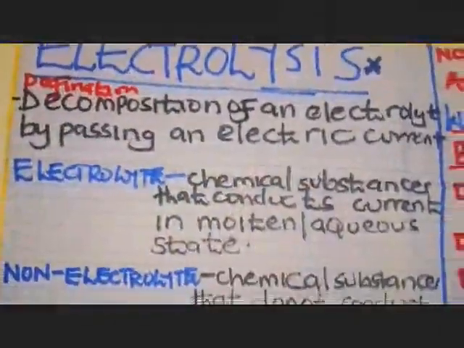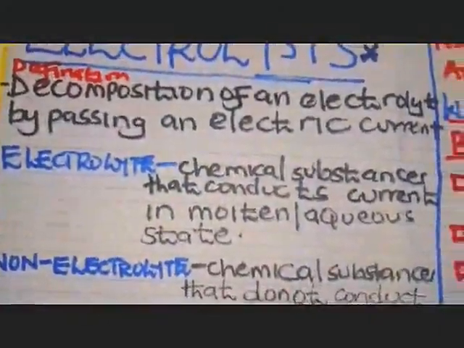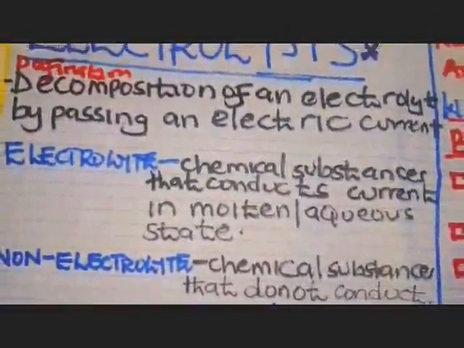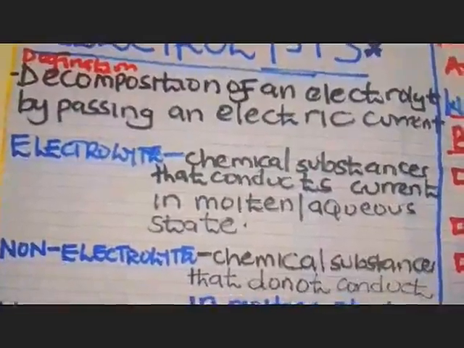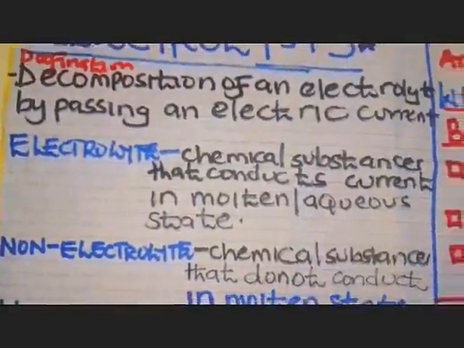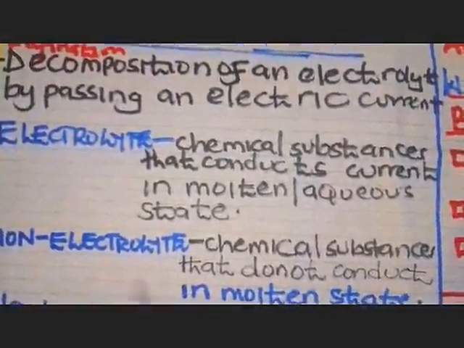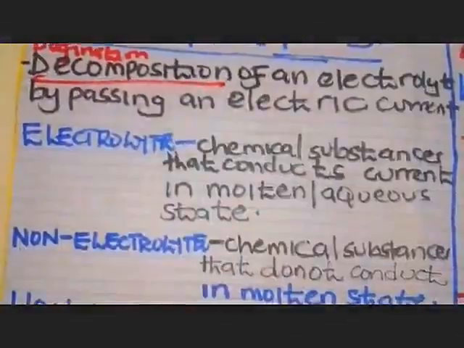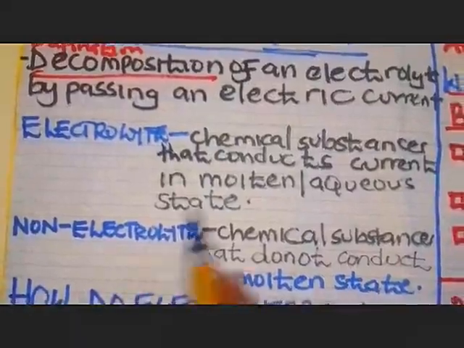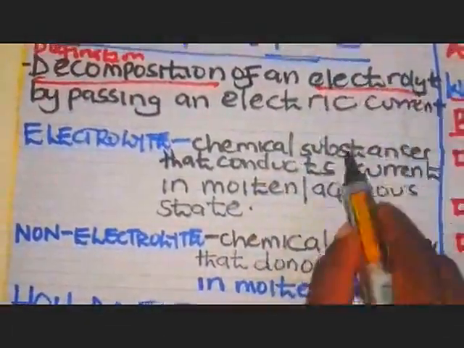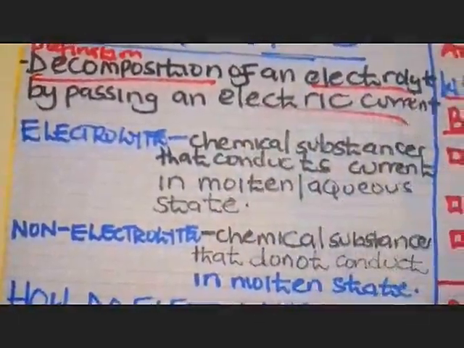However, we are going to begin by getting our definition here as I am writing it, and we are going to define electrolysis as simply the decomposition of a chemical substance, which we are calling the electrolyte, by passing electric current. People can define it differently. However, what matters is the word decomposition of an electrolyte by passing electric current.